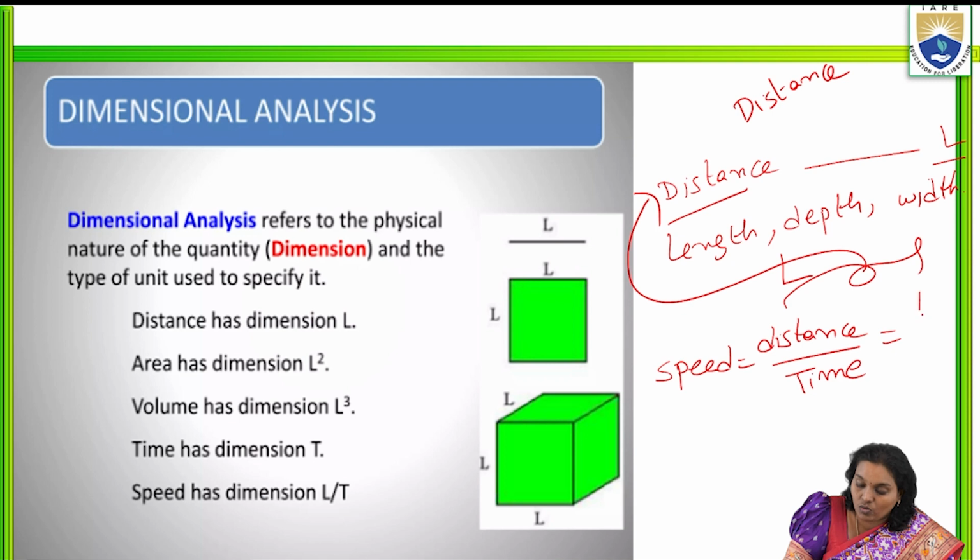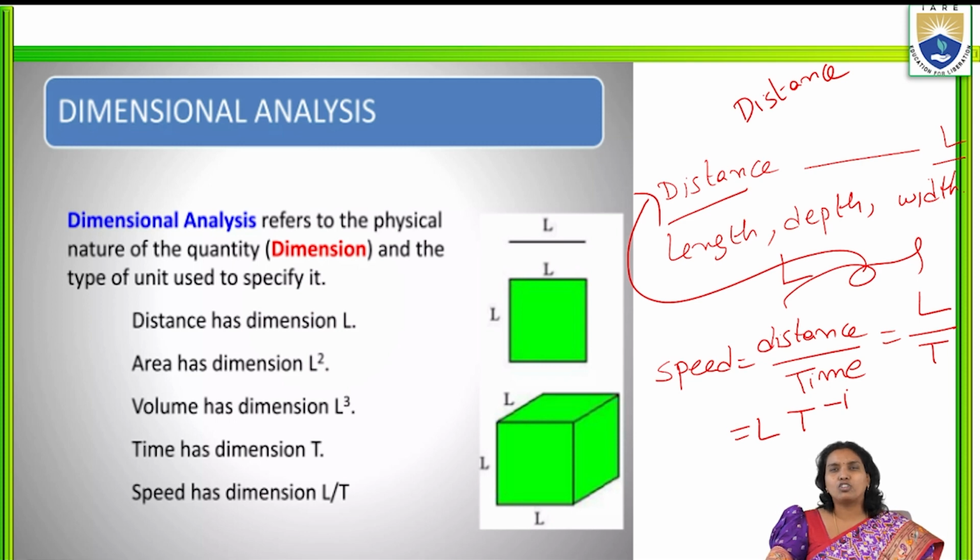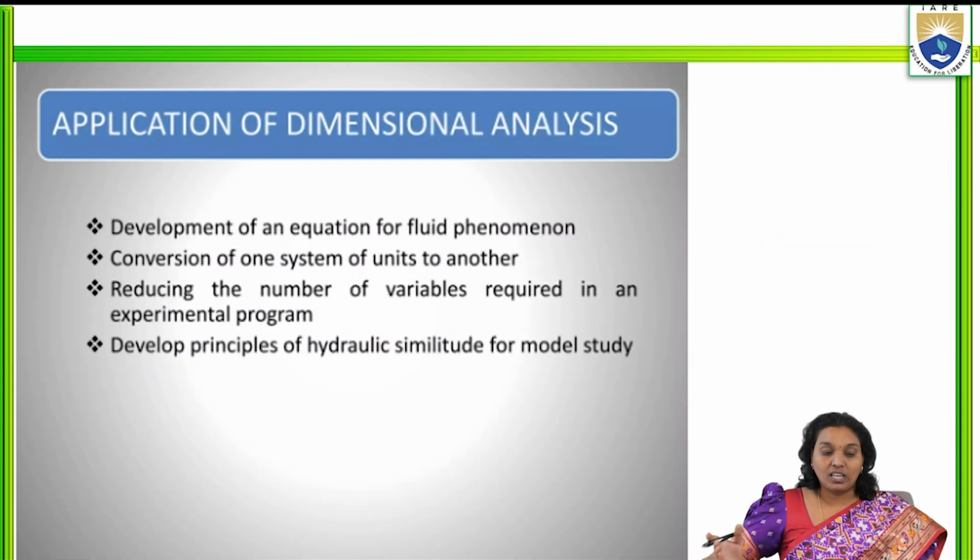So distance is equal to L, time is equal to T, so the speed dimension is L T to the power of minus 1. L T to the power of minus 1 is the speed dimension number. Like this, based on their formula, we are converting quantities into dimension numbers.